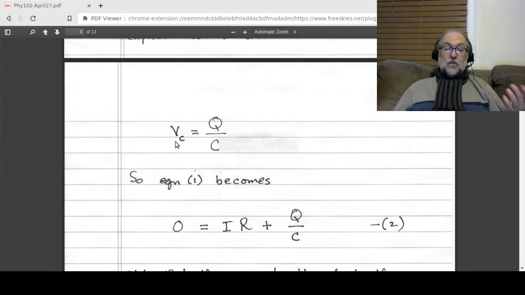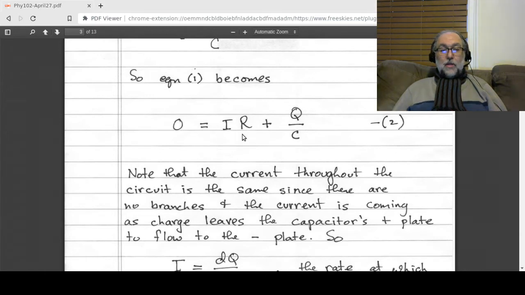Similarly, for the potential drop across the capacitor, you can use the definition of capacitance. The capacitance C is equal to Q divided by V. That's how much charge you get per volt. But just rearranging that equation, you can write that V_C is going to equal Q over C. So the potential across the capacitor is the charge on the capacitor divided by its capacitance. Substituting both of those into equation one, we get the following. This one was V_R, and using Ohm's law, it's now IR. And this one was V_C, and using the definition of capacitance, it's now Q over C.